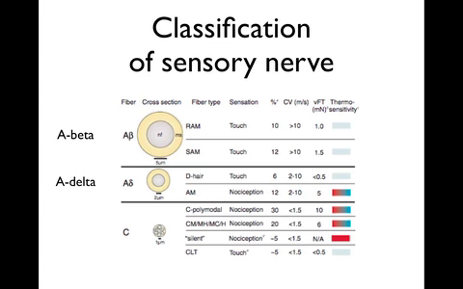We talk about A delta fibres, which are much smaller in diameter but still myelinated, albeit with a thinner layer of myelination. And again, these are involved in the sensation of touch, more to do with the stimulation of hair follicles. But they also have a role to play in nociception, in mechanical pain as well as heat and cold pain. And they also have a non-noxious role in detecting cooling.